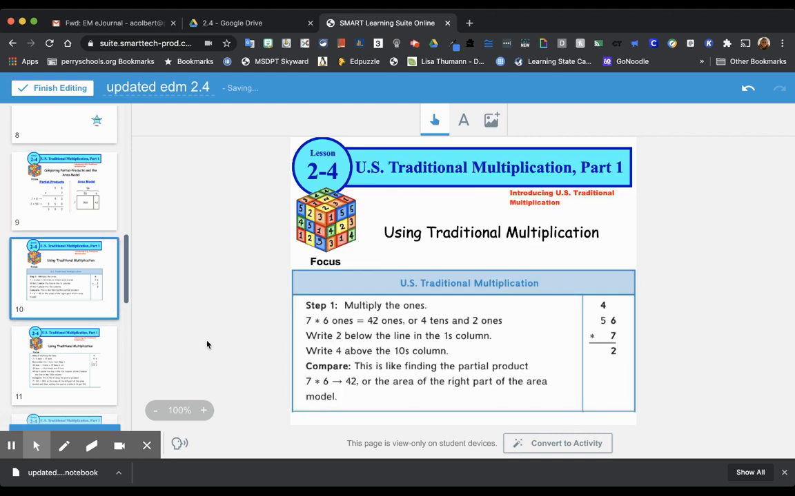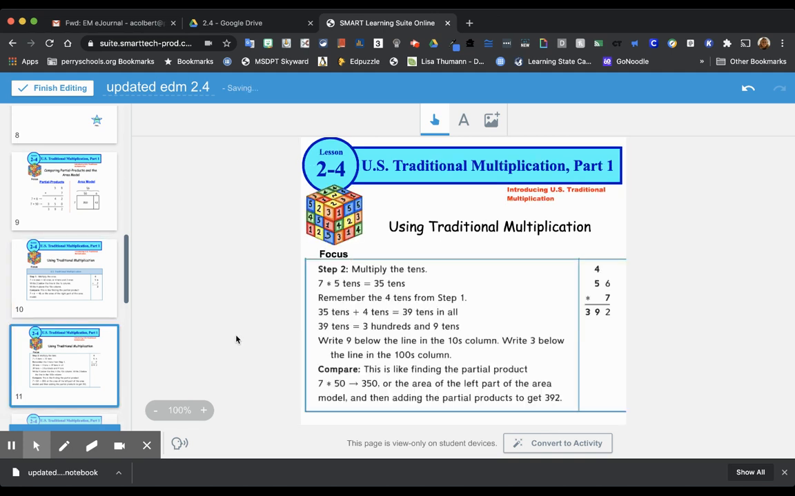For U.S. traditional, using those same numbers, we're still doing 56 times 7. The first step you see here is multiplying the ones. So we're going to take 7 times 6, and that equals 42 ones, or as we know, 4 tens and 2 ones. You're going to write that 2 below the line in the ones column, and you're going to write the 4 above the tens column because that represents 42. This is like finding the partial product of 7 times 6 is 42, or in the area of the right part of the area model.